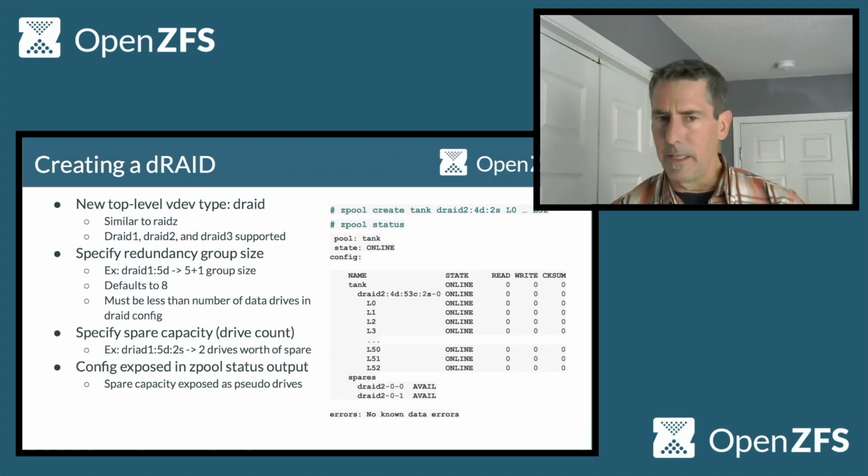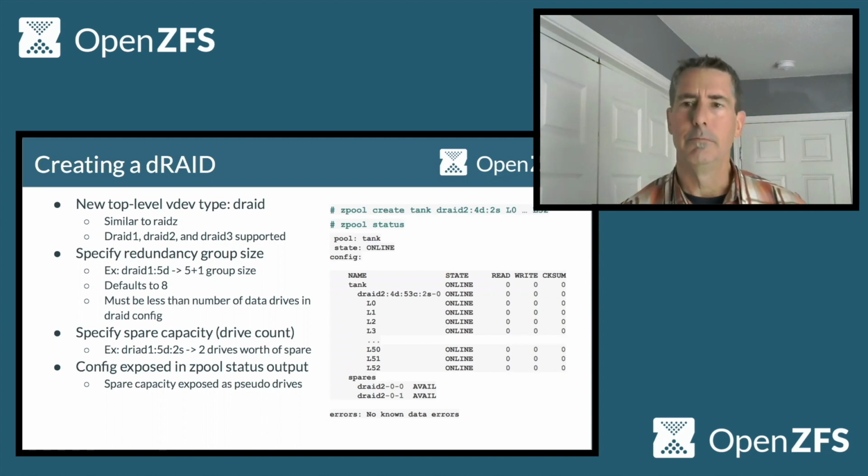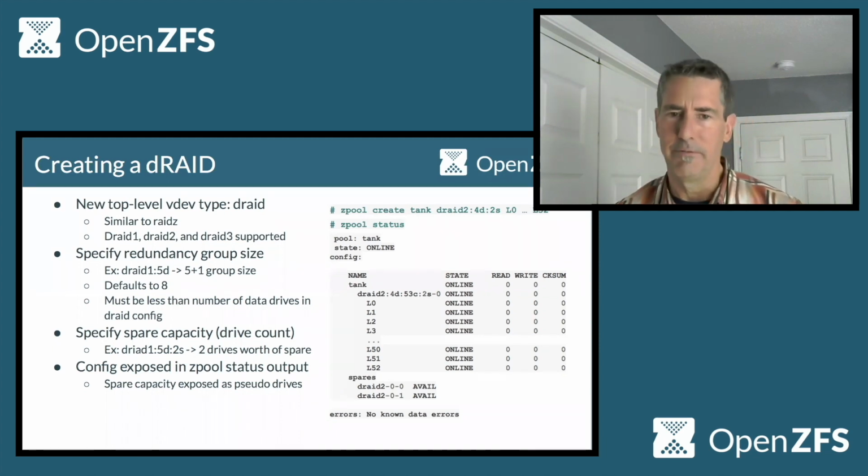You can specify the spare capacity as a drive count. So in this example, dRAID 1:5D:2S says I want 2 drives worth of spare space. So that means that out of the total specified drives for the dRAID config, we'll reserve 2 of those as spare space worth of drive capacity.